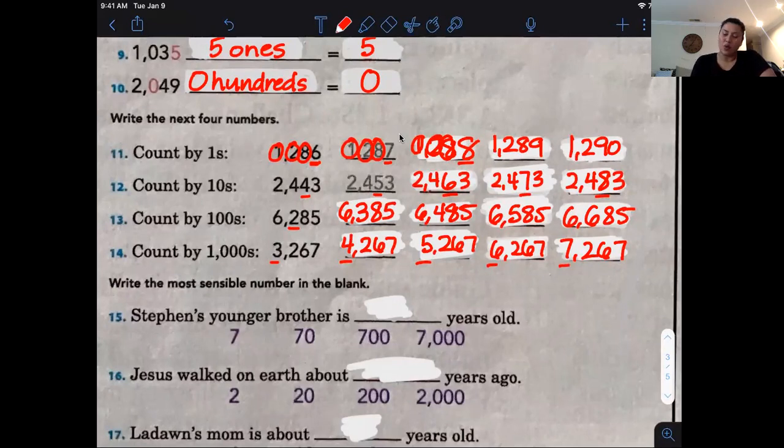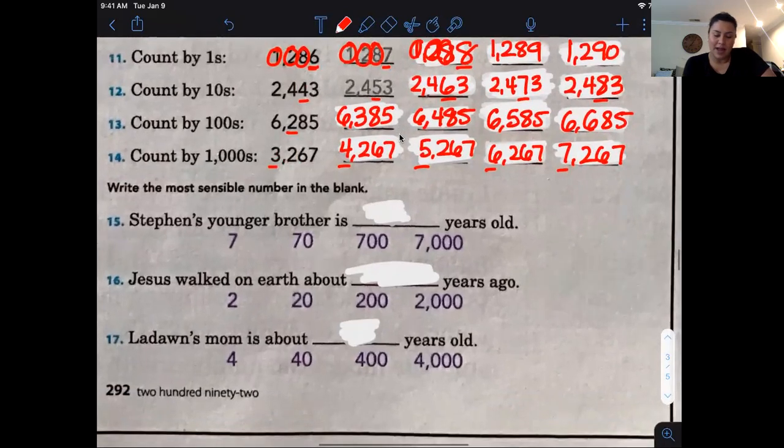All right, let's scroll on down to the bottom. And you're gonna write, it says here, write the most sensible number. Sensible is like what makes the most sense, okay? Now, some of these are gonna sound really silly and you're probably gonna laugh at these, but let's take a look, okay? And we're gonna read all of our options.